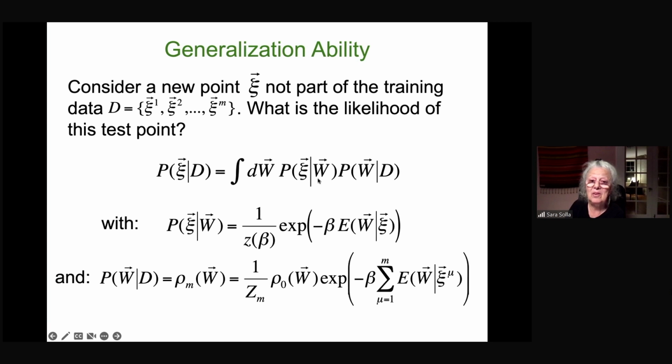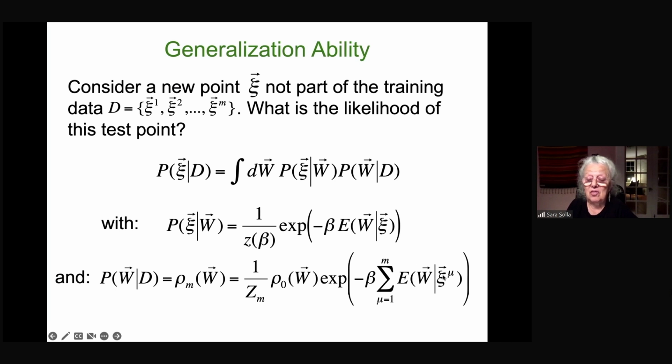Well, psi has induced a probability distribution. I know how to compute the probability of psi given W, and I know what is the probability of W given the data. So given these two factors, if I integrate over W, that will give me the probability of psi given the data. So because I know that the probability of psi given W is 1 over z of beta e to the minus beta times the error. And I know what is the probability of W given the data. It's just my rho M of W, which is 1 over the partition function times rho zero of W times e to the minus beta, the sum of the errors on the training set.